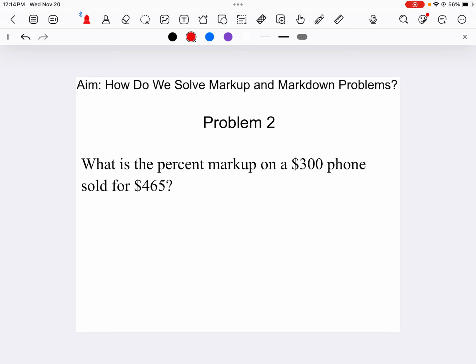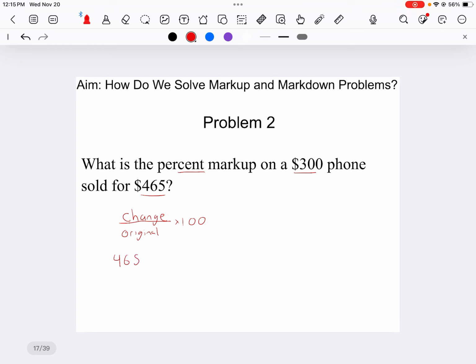Sometimes they'll ask you for the percent. You want to know what the percent markup is on a $300 phone that's sold for $465. This is just like percent change. So we're going to find the change in the price over the original price and multiply it by 100 to determine it as a percent.